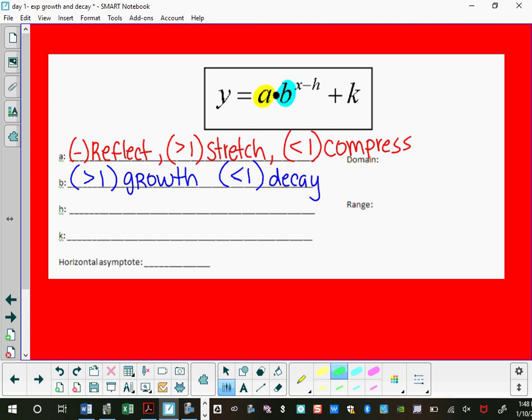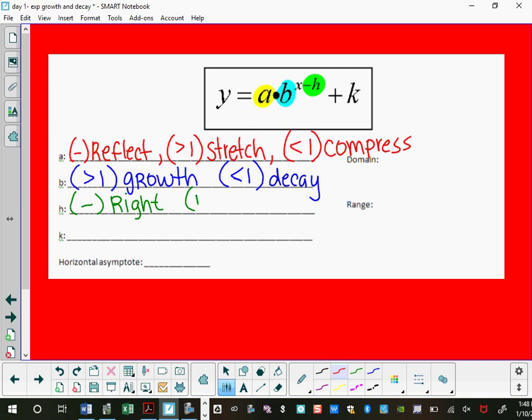Alright, look at this minus h. That's what we did before inside the parentheses. We went horizontally, so left to right. So what if I have a negative h? Would that be left or right? It's gonna be right.